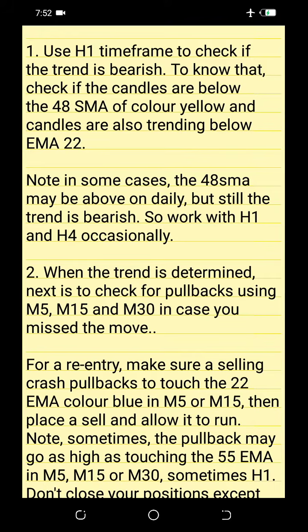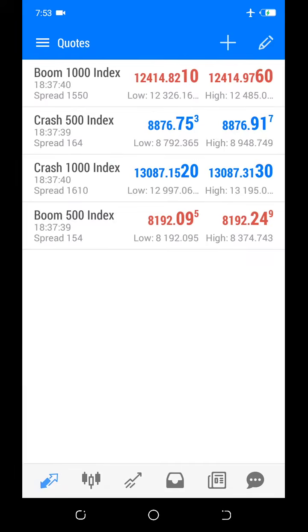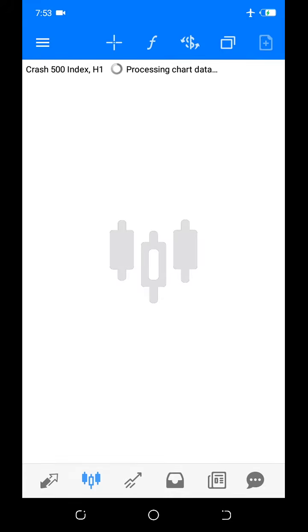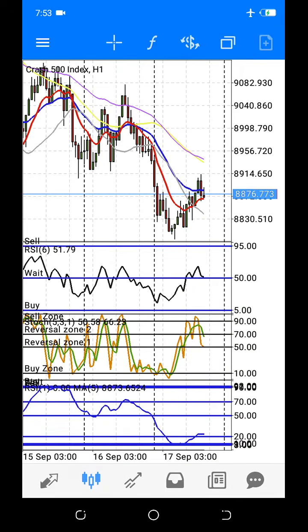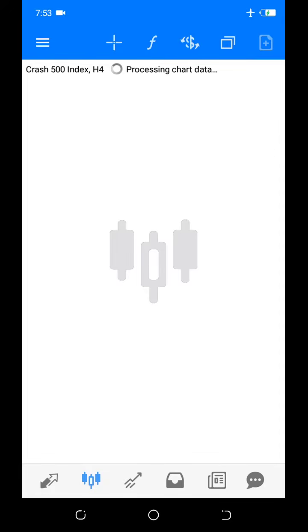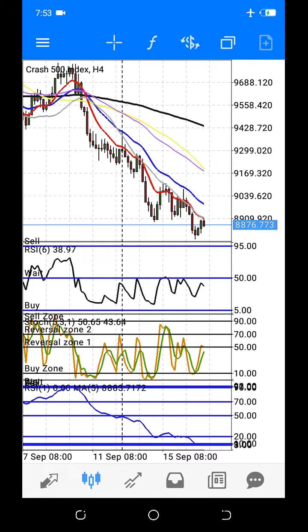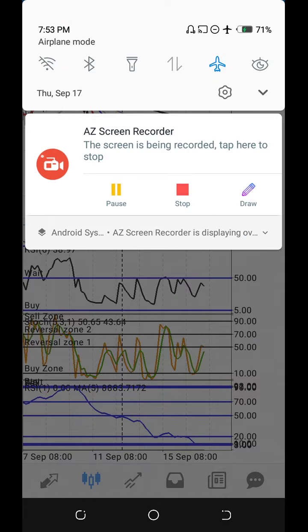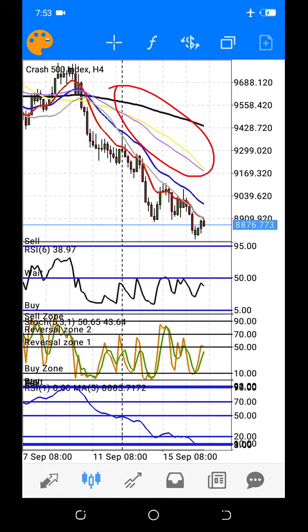If, for example, Crash 500 has been selling for a long time, you will discover that this condition will be reflected in H4. You will notice that the yellow now will be above, and the candles under, on H4. Let me see if that can be done now. I just hope that this thing will show, because it's freezing. Okay, fine. Now let's go to H4. Okay, good. Now look at that, because this is a serious sell trend.